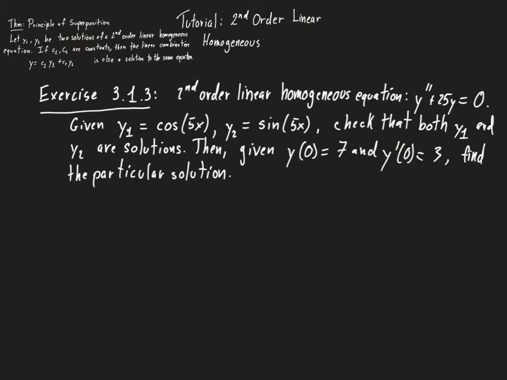Now this is a two-part problem. In the first part, you are given y1 equals cosine of 5x and y2 equals sine of 5x, and you are asked to check that both y1 and y2 are solutions to this equation. Then, in the second part, you are given that y of 0 equals 7 and y prime of 0 equals 3, and you are asked to find the particular solution to this differential equation.